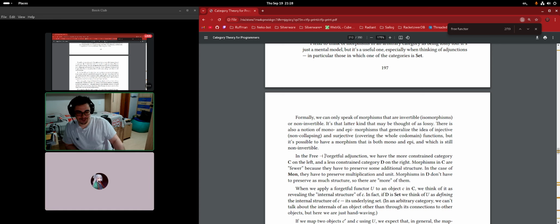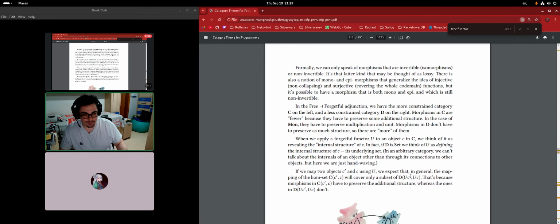In the free-forgetful adjunction, we have the more constrained category C on the left and the least constrained category D on the right. And that's because D is the category of sets, right? Well, in the usual example it is. Morphisms in C are fewer because they have to preserve some additional structure, which is what you said about the monoid laws. In the case of Mon, they have to preserve multiplication and unit. Morphisms in Set don't have to preserve anything, so they are more free. They are more in number. It's a weird thing. It's like a feeling thing. I don't know how to explain it.